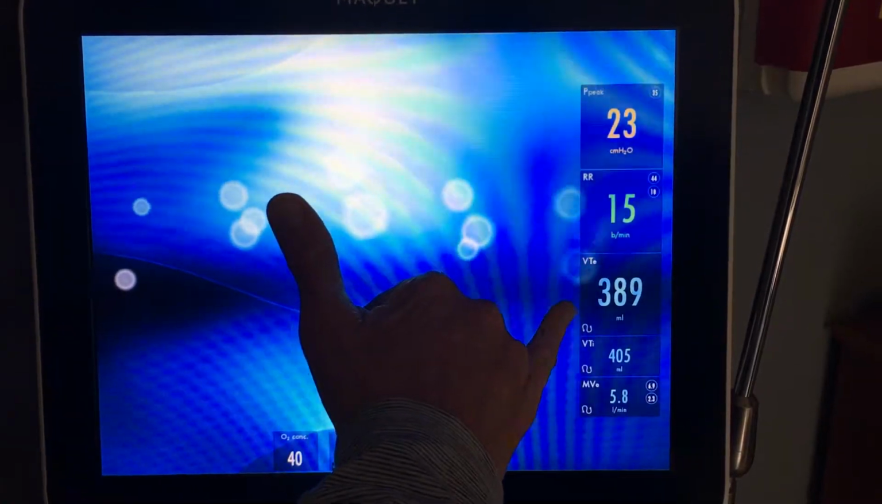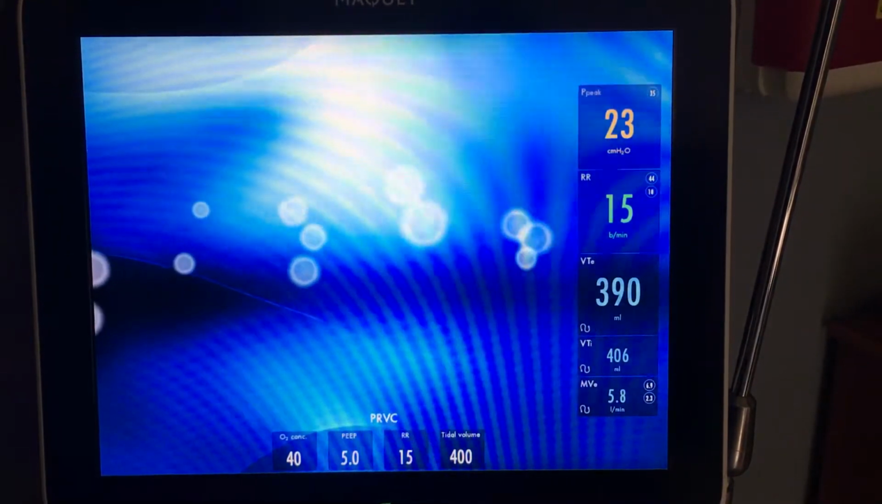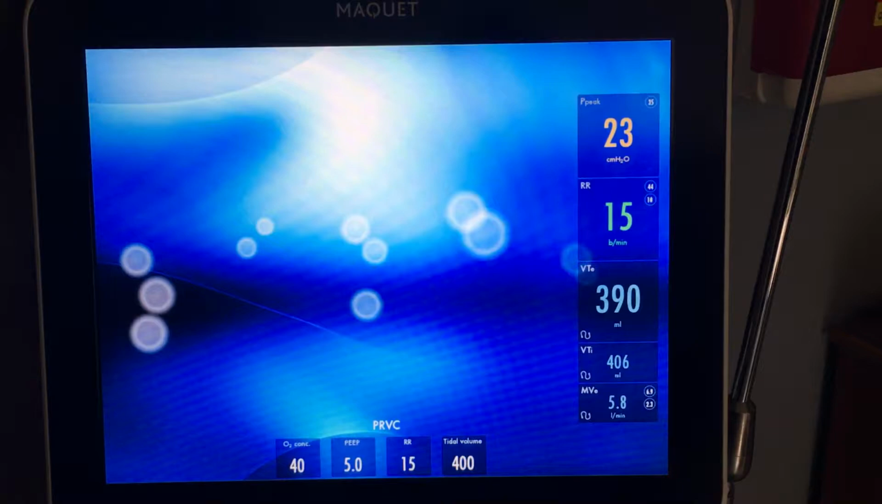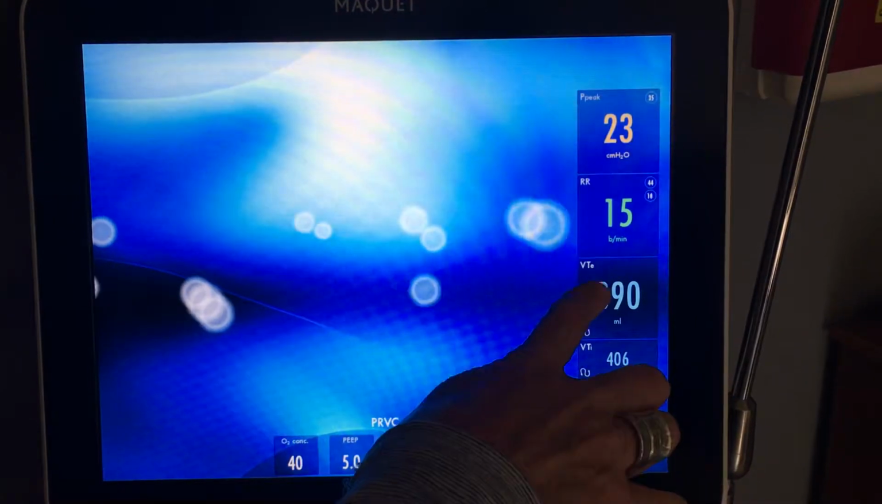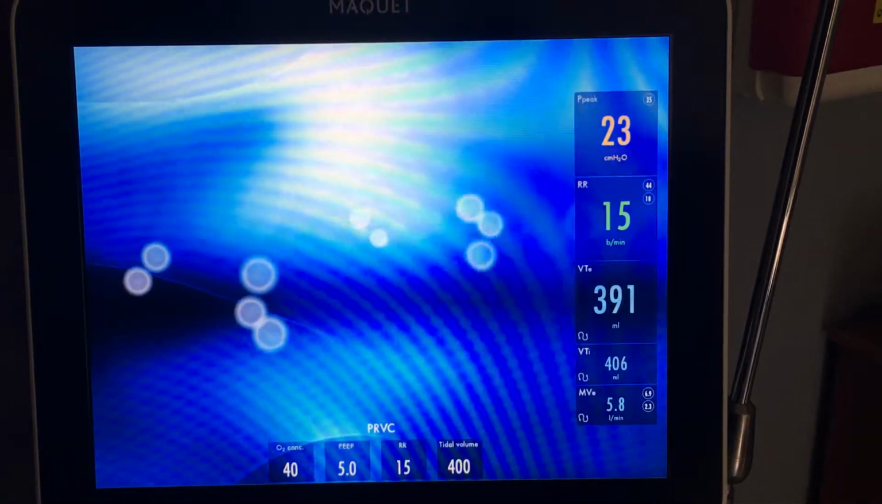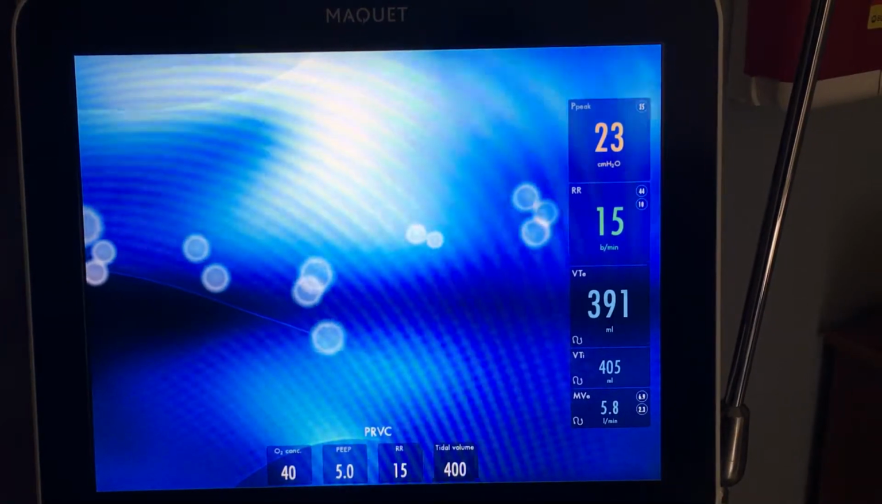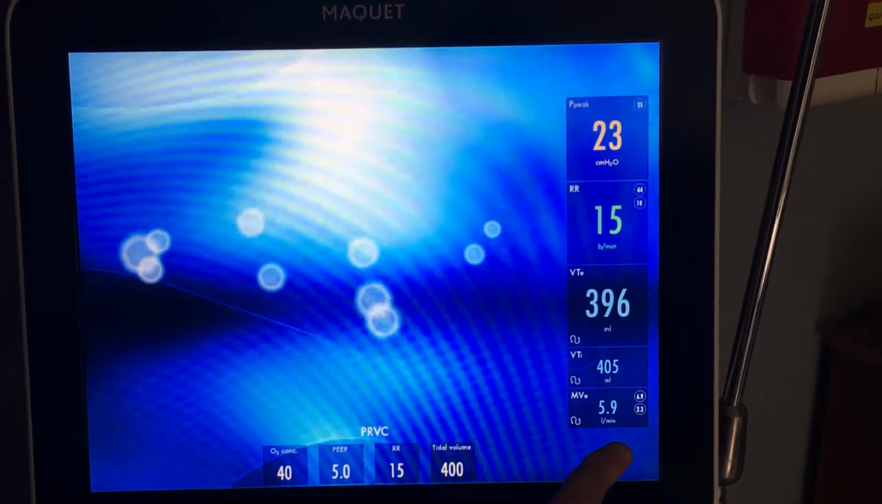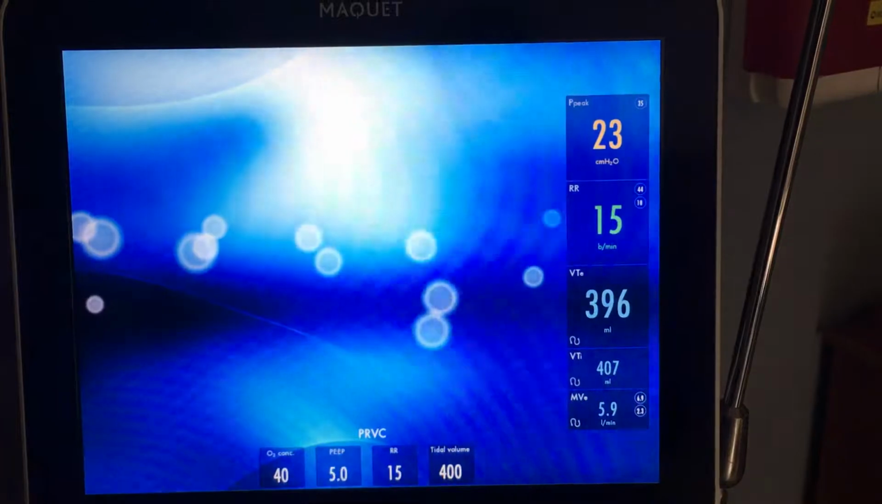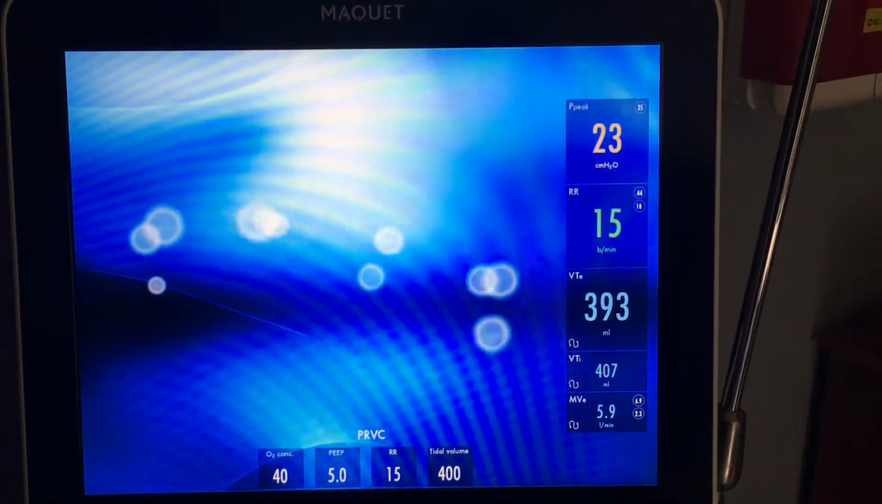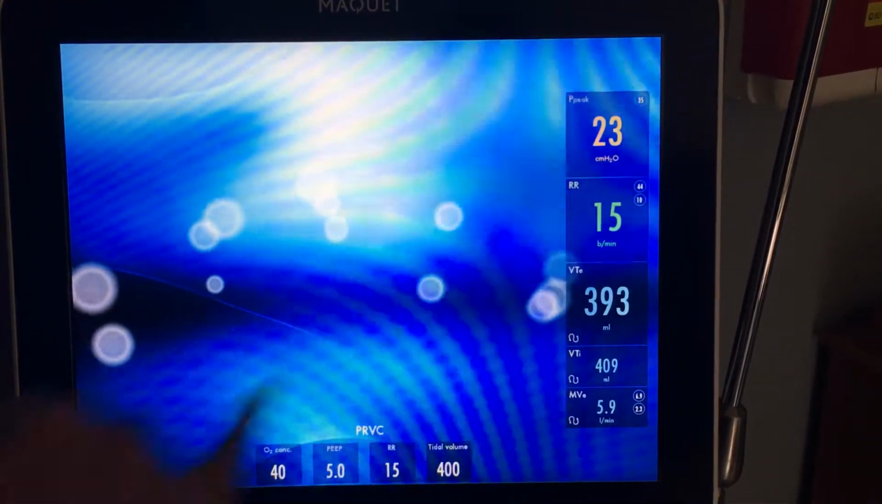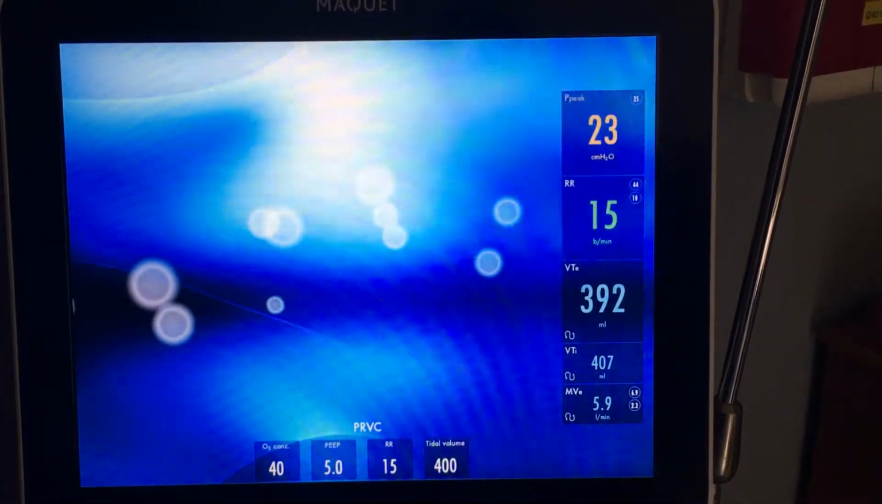Tidal volume, you can read here. The measured tidal volume is 390. We have it set on 400, so this actually gives what it's measuring as an exhaled volume from the patient. And a minute ventilation on the bottom, and up top here is peak pressure. So the big thing again that nursing will be concerned with is the respiratory rate right there.